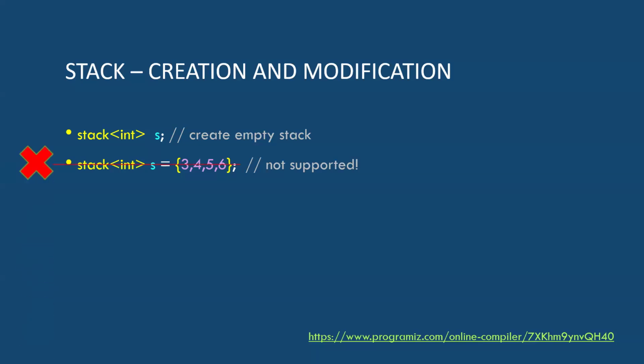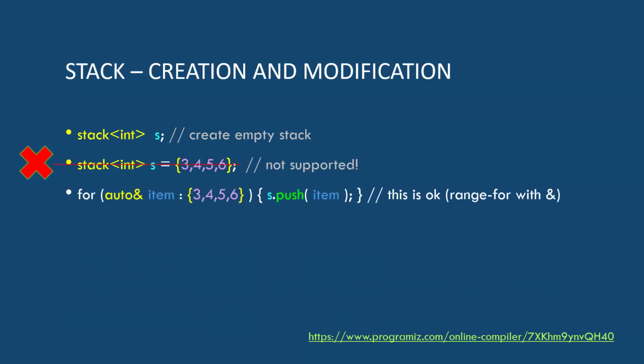Stacks can't be initialized that way. We literally have to execute a loop. So I could say for auto item in this package of numbers, which probably gets turned into a vector or something, right? Push each item, push the 3, then the 4, then the 5, then the 6, okay? So that's a kind of a shortcut for filling my stack up.